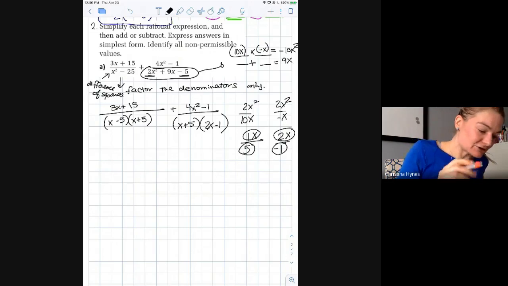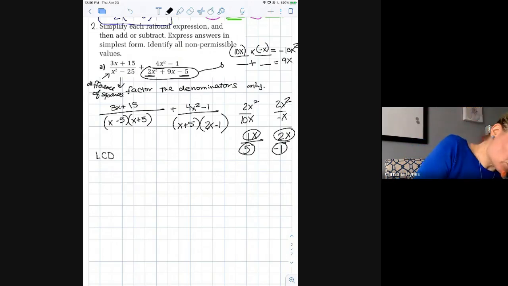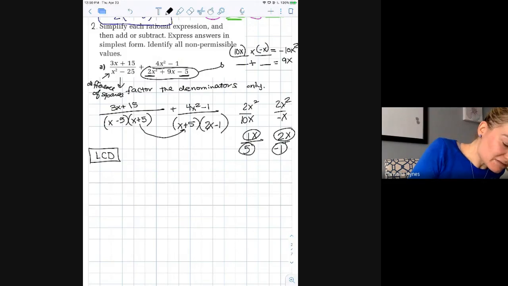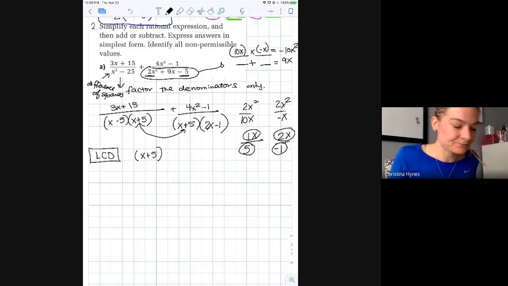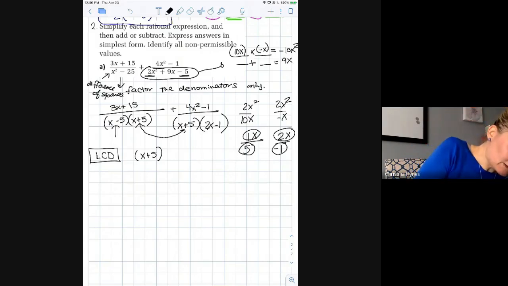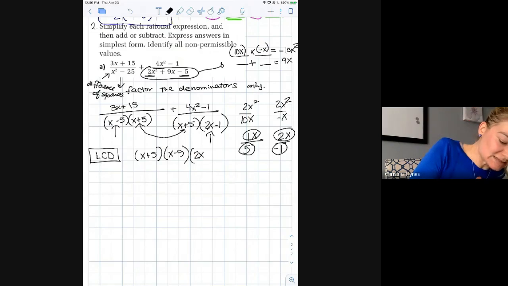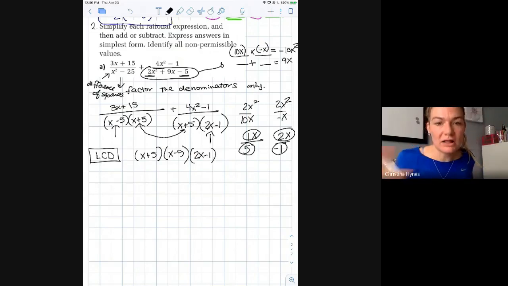So once you have it factored, now you want to figure out what your lowest common denominator is, meaning what is the denominator that's going to be the same for it all. Well, if you notice, each fraction has an x plus 5, so they share an x plus 5. That needs to be in your denominator. And any other factors that are different also need to be included. So here we have an x minus 5, that needs to be included, and we have a factor of 2x minus 1. That needs to be included. So all other factors need to be written out.